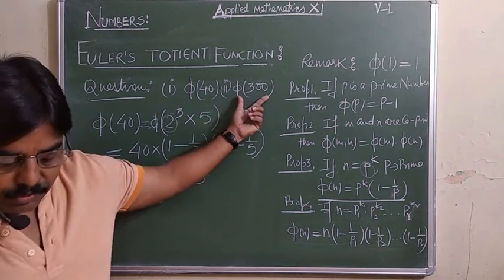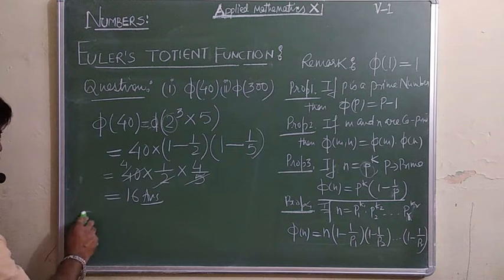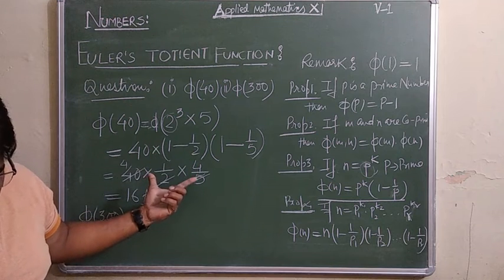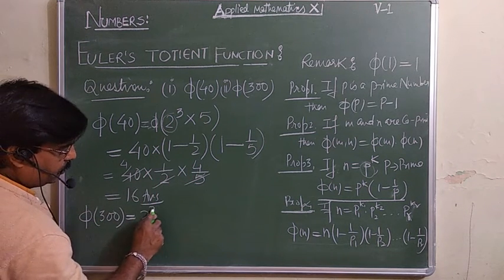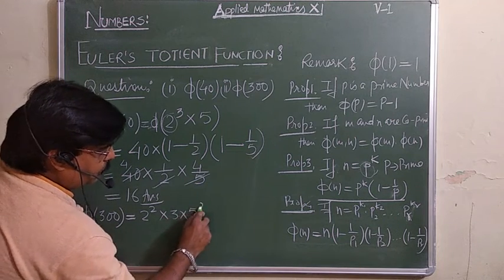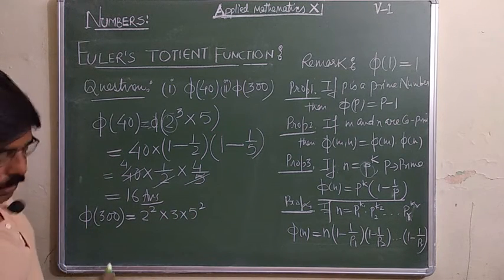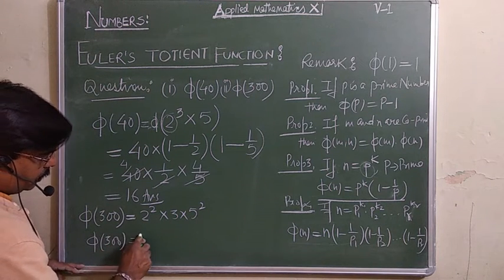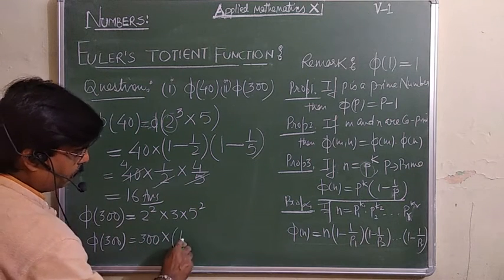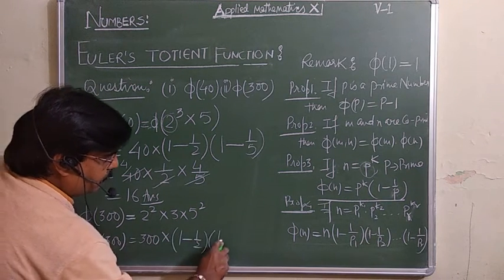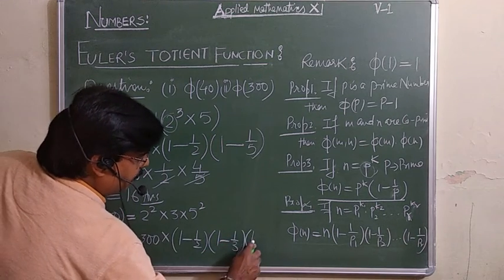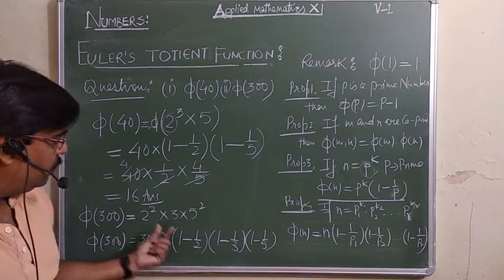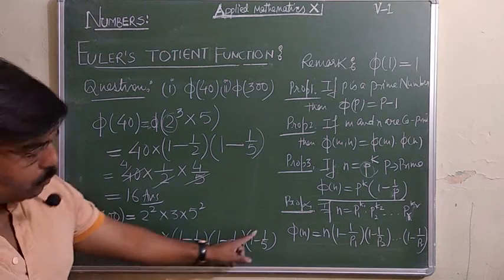Similarly, in case you are going to evaluate phi 300, just simply you have to factor. The factors will be 2 raised to power 2 into 3 into 5 raised to power 2. So you can write phi 300 is equal to 300 into 1 minus 1 over 2 into 1 minus 1 over 3 into 1 minus 1 over 5. Simple. What you have to do is, for each base, take 1 minus 1 by 2, 1 minus 1 by 3, and 1 minus 1 by 5.